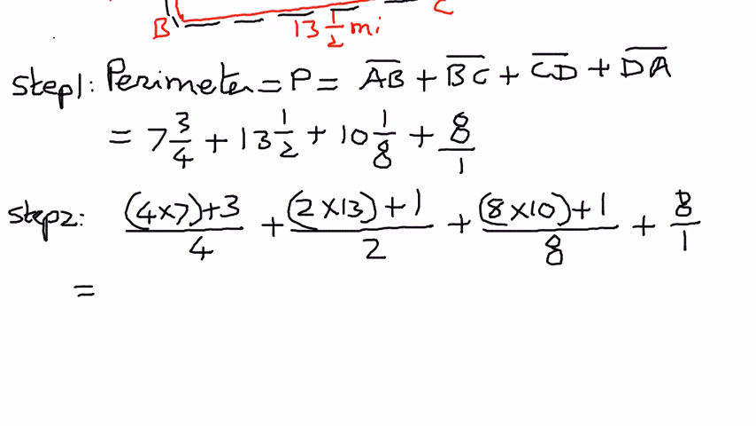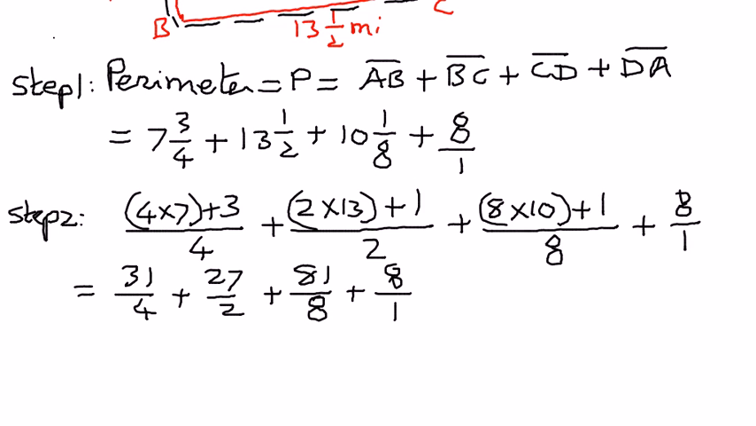7 times 4 is 28. 28 plus 3 is 31 divided by 4, plus 2 times 13 is 26, plus 1 is 27 divided by 2, plus 8 times 10 is 80, plus 1 is 81 divided by 8, plus 8/1. So that is what we have.